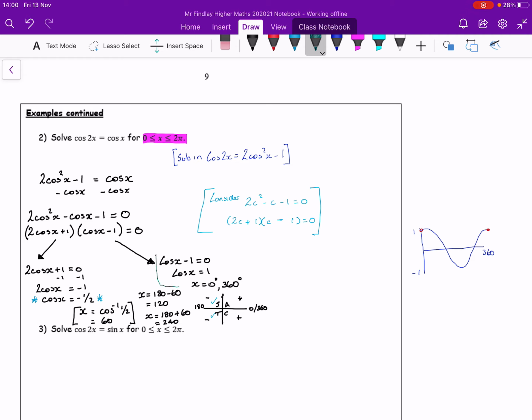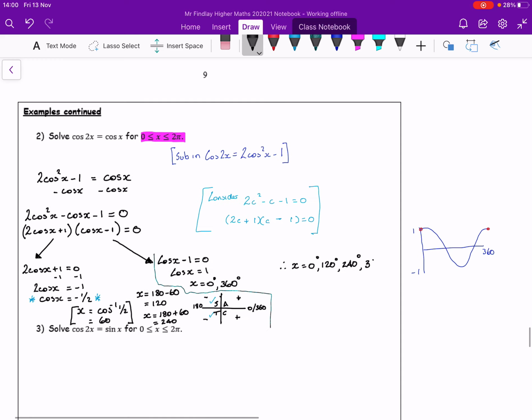Okay, just ensure a wee separation between those two equations. Spacing is not great. So solution wise, x is equal to 0, 120 degrees, 240 degrees, and 360 degrees. 4 solutions.